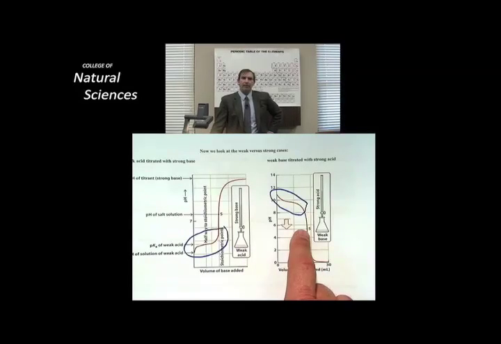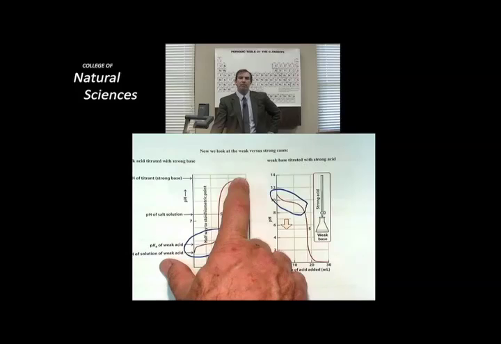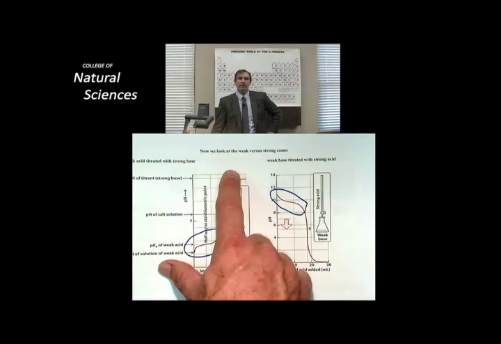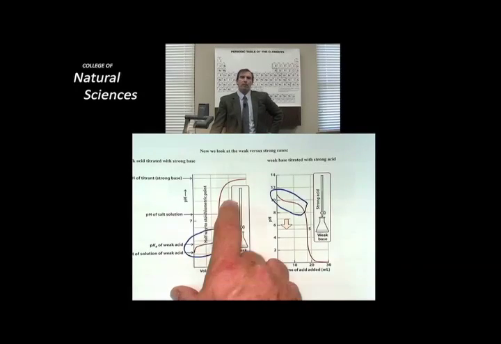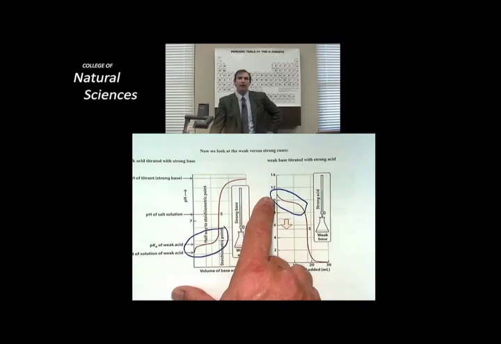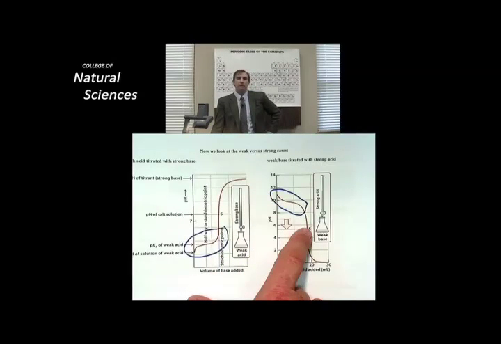Now, once I get past that point, I have only excess of the stuff I was titrating with. Only excess strong base here, only excess strong acid there. Bucket of weak acid, bucket of buffer, bucket of weak base, bucket of strong base. Bucket of weak base, bucket of buffer, bucket of weak acid, bucket of strong acid.